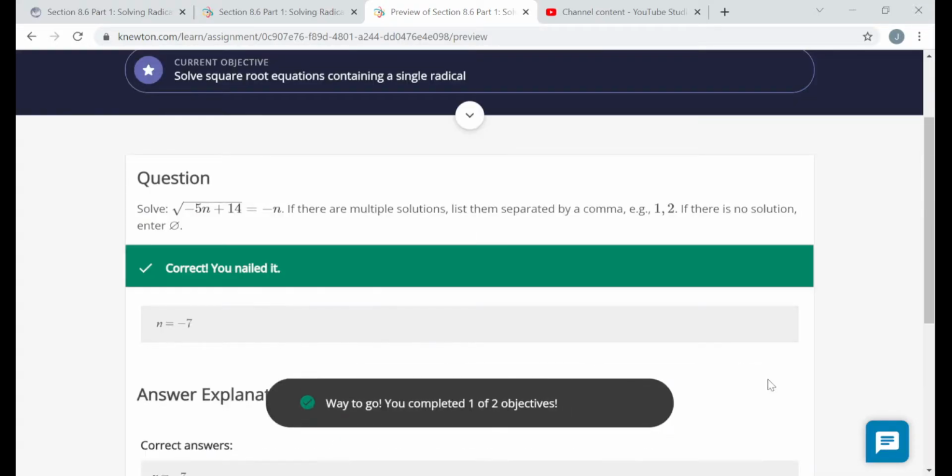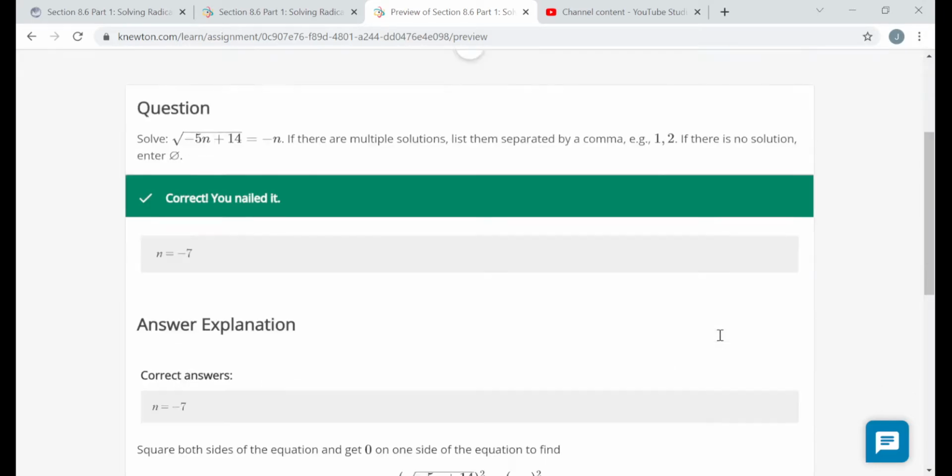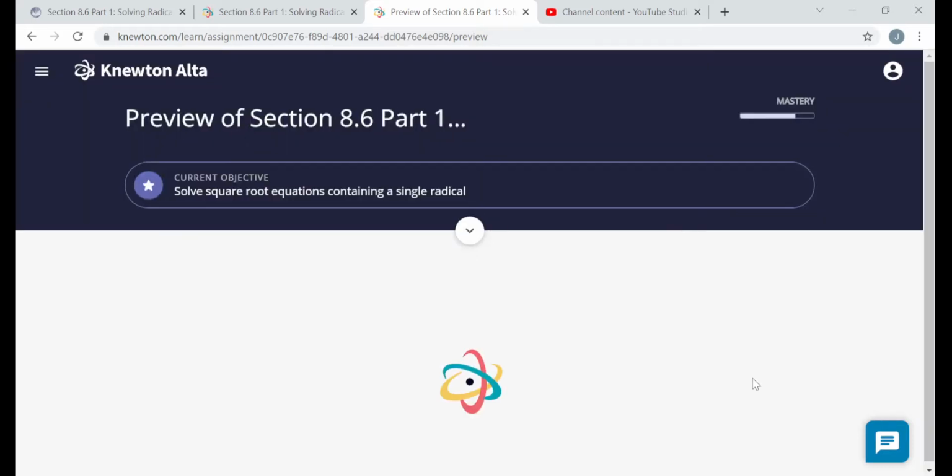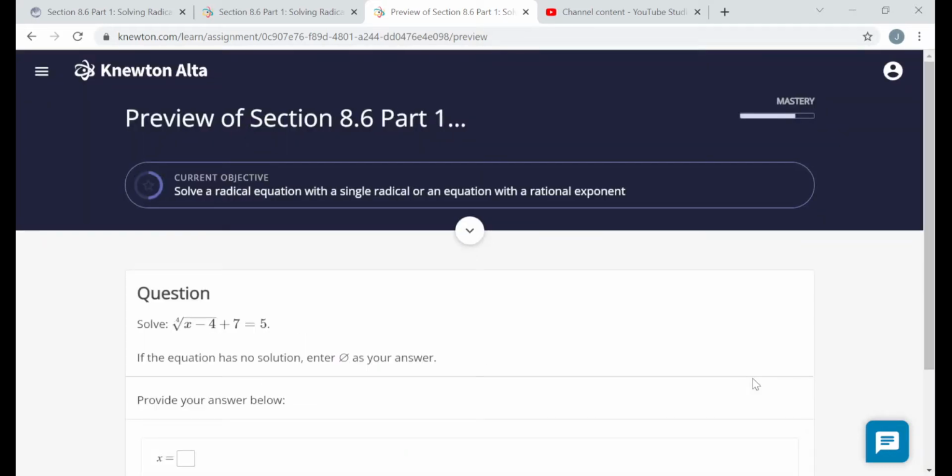Great. So that objective with the square roots is done. And you've seen with the others, it's pretty similar. Just got to isolate the radical or isolate the rational exponent, and go from there. So let me write this one out. It's a fourth root.